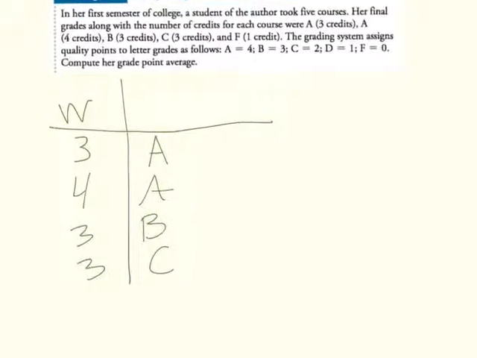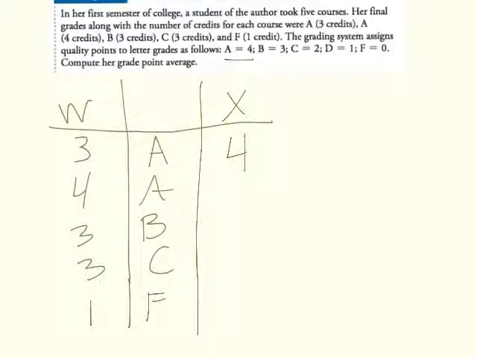I don't have quite enough room, so I'll scoot down just a little bit. 1 credit, F. And the quality points, which are going to be our X's, are assigned to the letter grades as follows. A is equal to 4, so she gets 4 quality points for that one. A B is equal to 3, and we'll have another 4 right there, and that'll be a 3. A C is 2. She's got one of those. She doesn't have any D's, but she does have an F, which is 0.